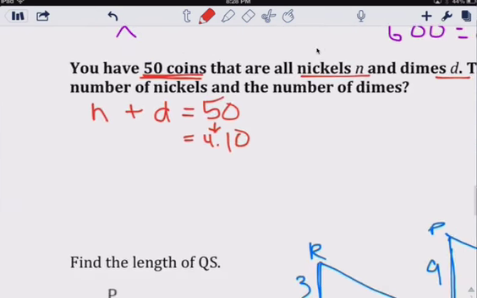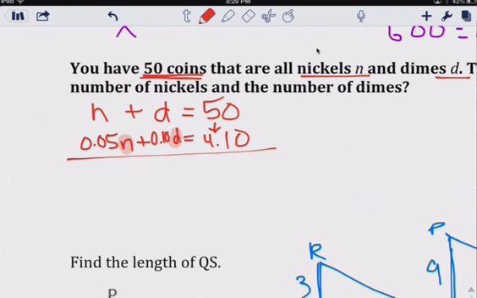Okay, a nickel is 5 cents, I believe. Each nickel is 5 cents, so you take 5 cents times the number of nickels you have, plus a dime is 10 cents, times the number of dimes you have. If you have 20 nickels, times 5 cents, you get a dollar amount. If you have 10 dimes, times 10, that's a dollar. Add it together, it needs to equal this amount. Make sense? I hope it makes sense to you.